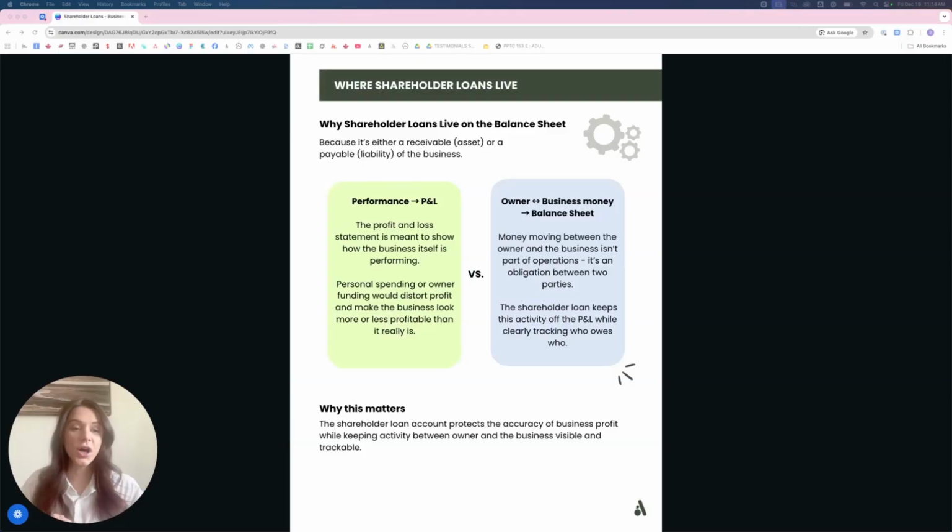So next, let's talk about where this account actually lives on the financial statements. The shareholder loan account lives on the balance sheet, and that's because it's tracking who owes who. It's not income and it's not an expense. Either the business owes money to the shareholder or the shareholder owes money back to the business. We don't want this showing up in the profit and loss statement or the income statement because the P&L is meant to show how the business itself is performing. So personal spending shouldn't suddenly make the business look unprofitable, and owners putting money into the business shouldn't suddenly look like revenue. The balance sheet is where we track loans, receivables, and obligations, and that's exactly what the shareholder loan represents.